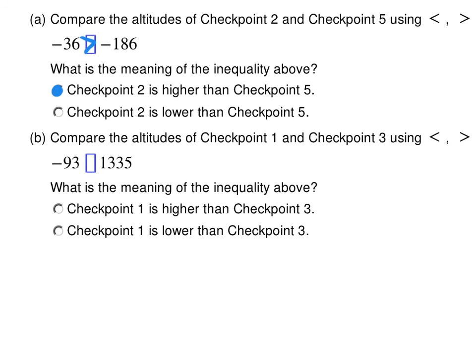Part B, compare the altitudes of checkpoint 1 and checkpoint 3. I have negative 93, 1,335. Obviously, 1,335 is greater than any negative number. So my arrow, I have negative 93 is less than 1,335. So that tells me that checkpoint 1 is lower than checkpoint 3.